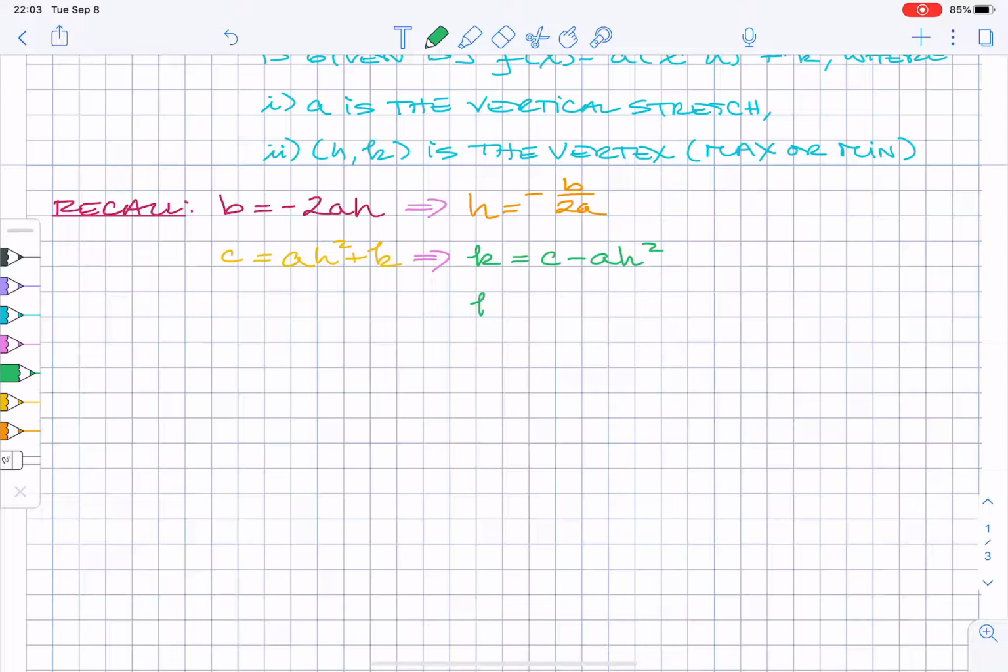So we have that k is going to be c minus a times the square of negative b, so that's b squared over the square of 2, which is 4, and the square of a is a squared. So now one of the a's reduces, and we're left with k is equal to c minus b squared over 4 times a single a. Okay, hopefully that makes sense.